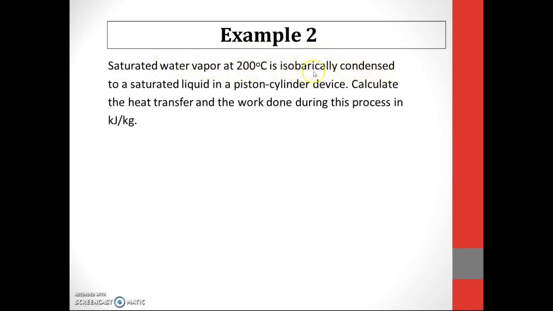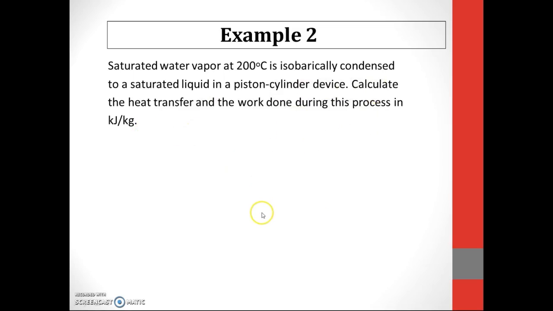Isobarically condense. This is a process to a saturated liquid. Initially it is saturated water vapor. Finally, it's a saturated liquid in a piston cylinder device. So if it's in a piston cylinder device, you have to consider that the volume might change, or not. So calculate the heat transfer and the work done during this process in kilojoule per kilogram.